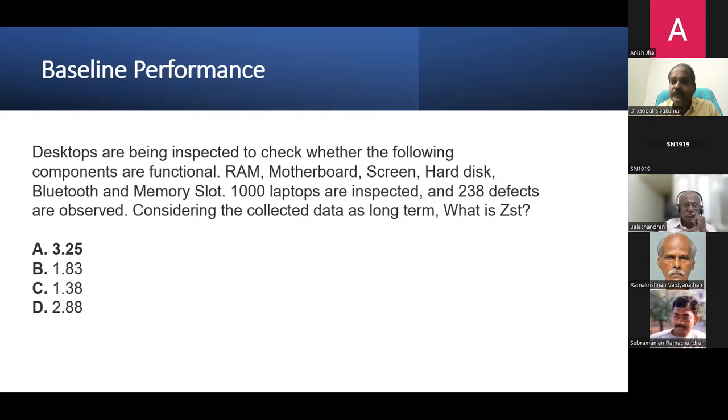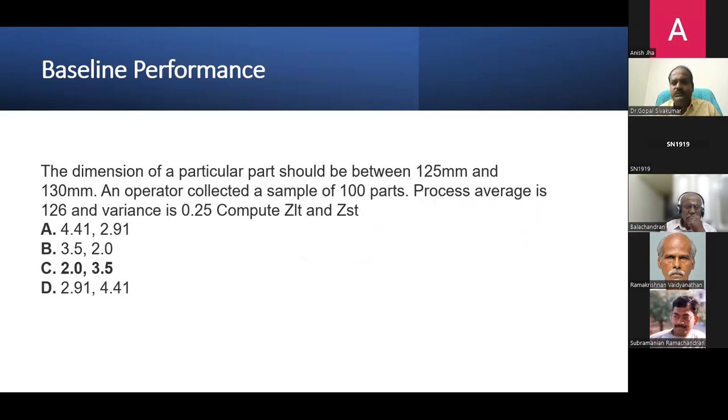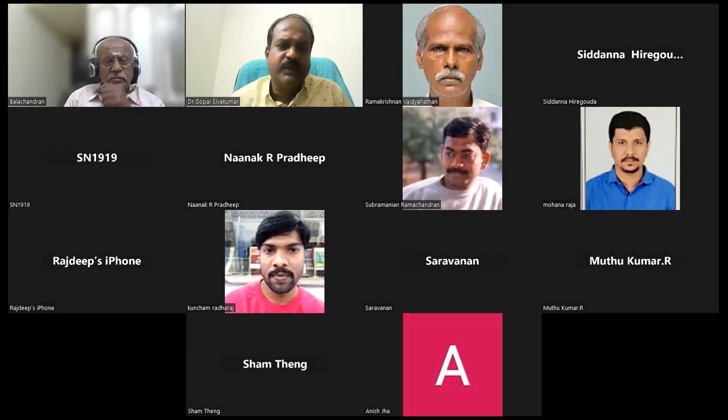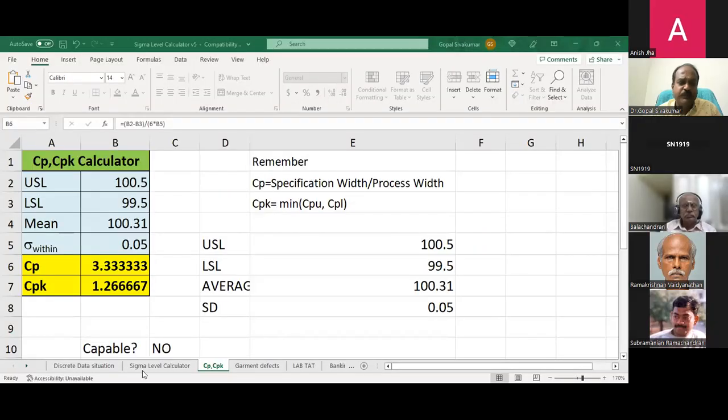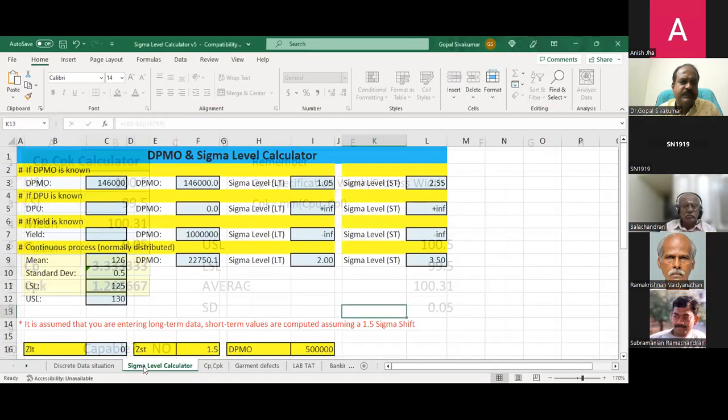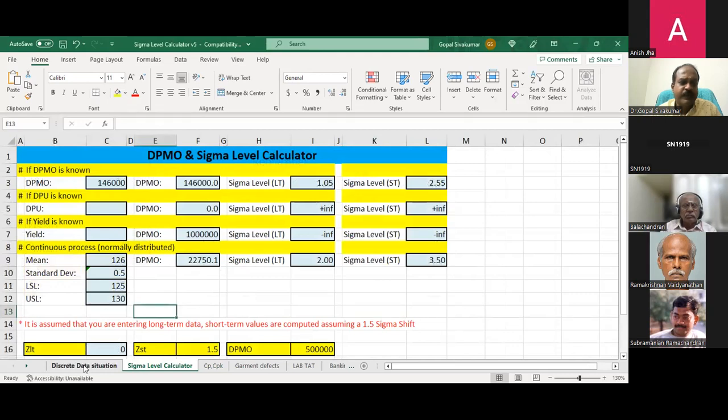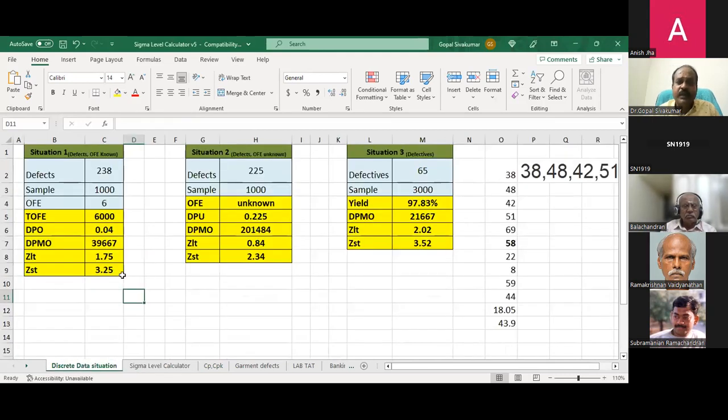And we have to go to version 5. When the EZST analytical questions are coming, better use the tools, right? And the tool we have given you is the sigma level calculator. Now I should go to Discrete data. Discrete situation, opportunity for error. Use this format, OFE, where you can type OFE.